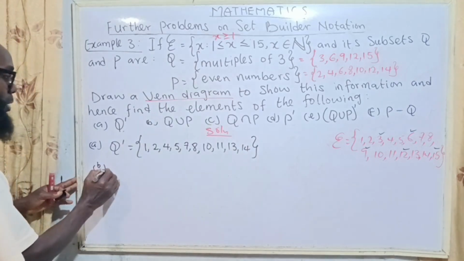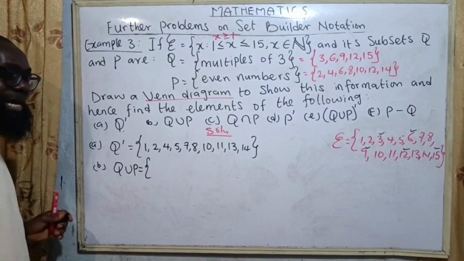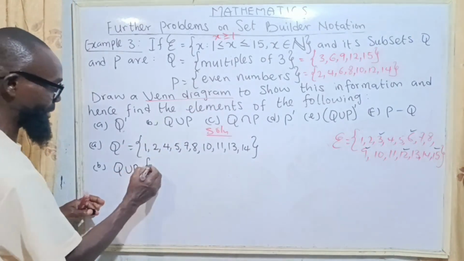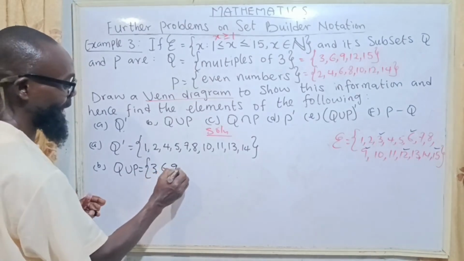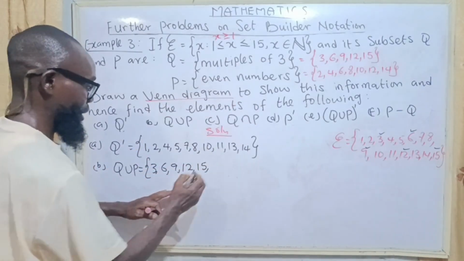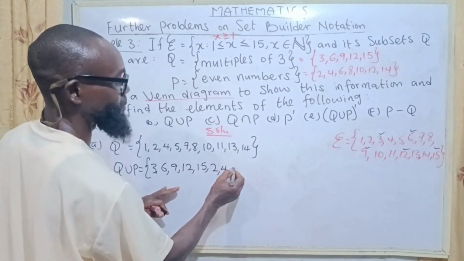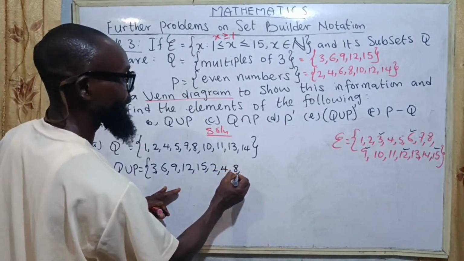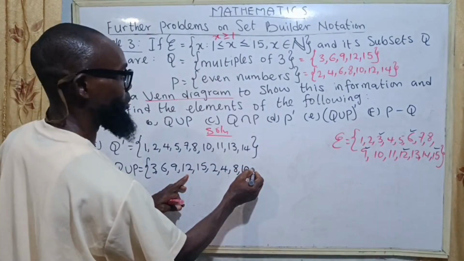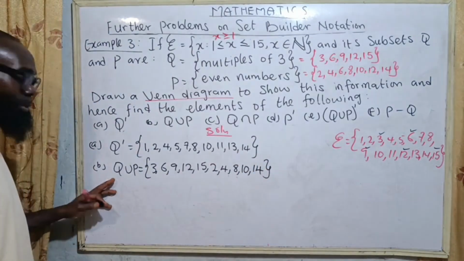Question B. We have Q union P. Union means everything in Q and everything in P. Everything in Q, let's write it first: 3, 6, 9, 12, 15. Now in P, 2, 4, we have written 6 before, then 8, 10, we've written 12 before, then 14. So these are Q union P.